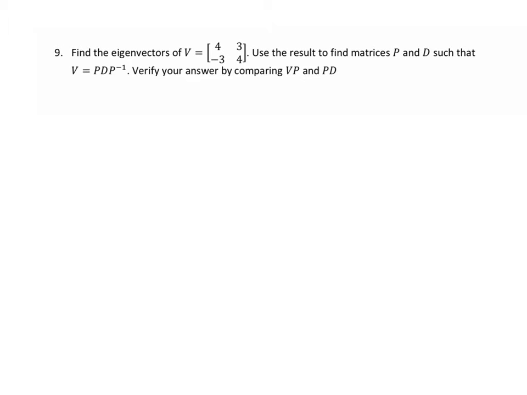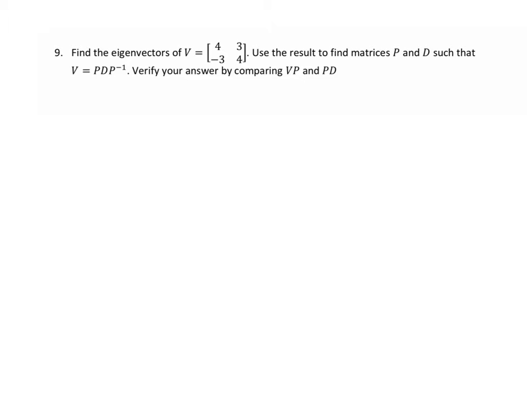Or problem 9. My answer key is an old version of the worksheet, and it looks like I used to have a different problem in here that I've taken out. So my numbers are off a little bit on my answer key, so sorry if I keep referring to the wrong numbers. The next problem, we are looking to diagonalize the matrix 4, 3, negative 3, 4.